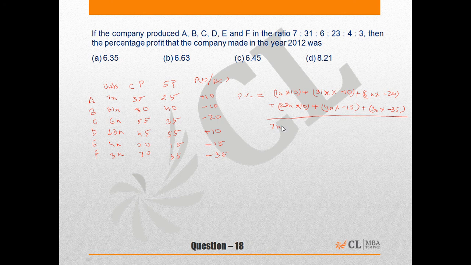So the cost price would be 7x into 35 plus 31x into 30 plus 6x into 55 plus 23x into 45 plus 4x into 30 plus 3x into 70. So on solving this, I have to multiply this entire figure by 100 also. So on solving this, I'll get my answer as 6.45%. The answer is option C.